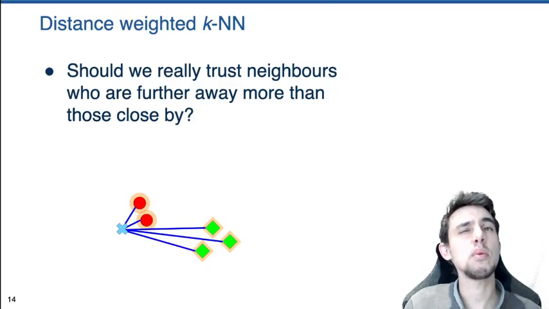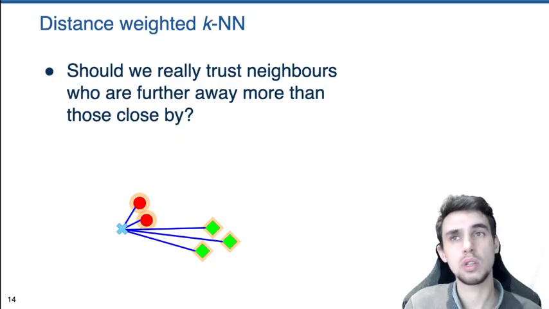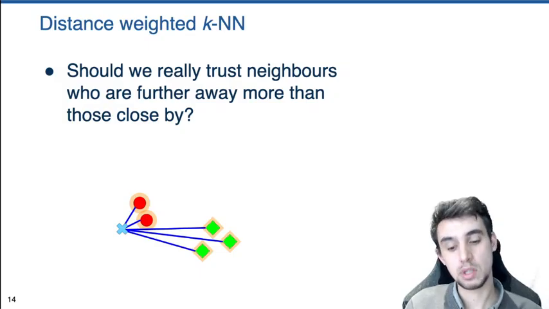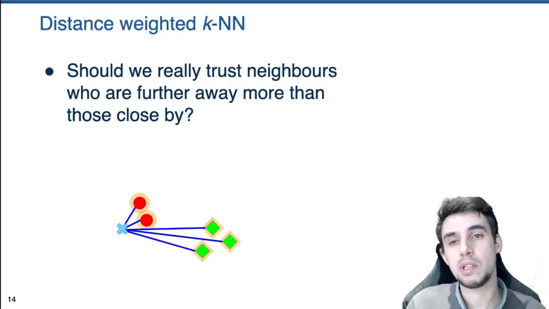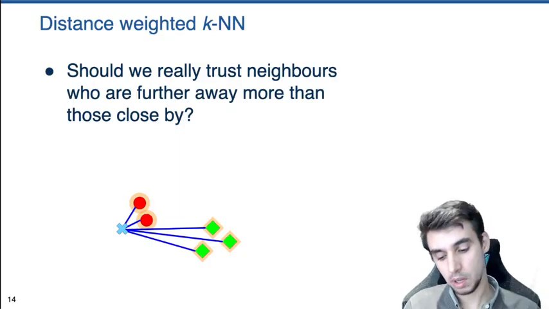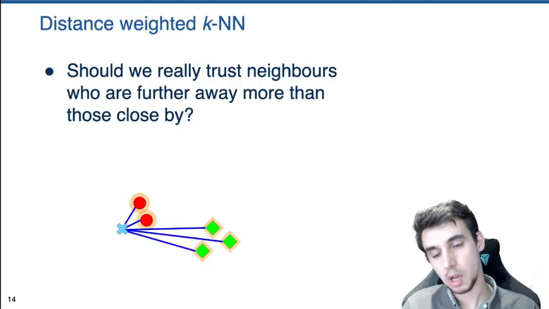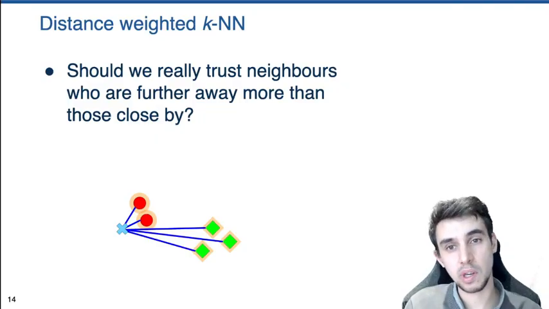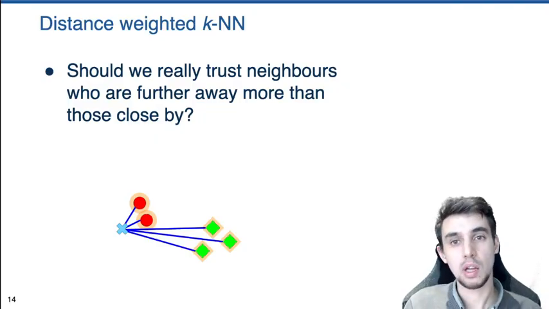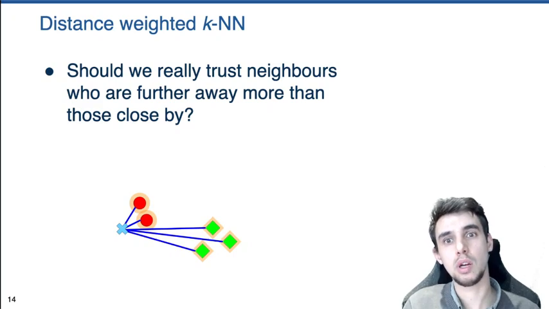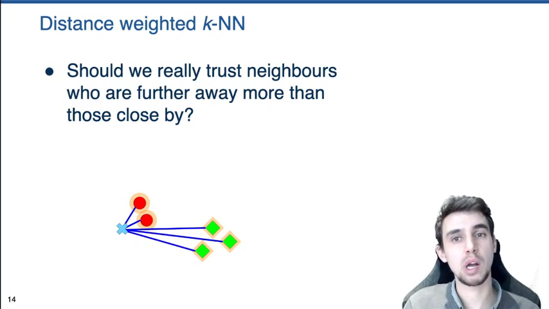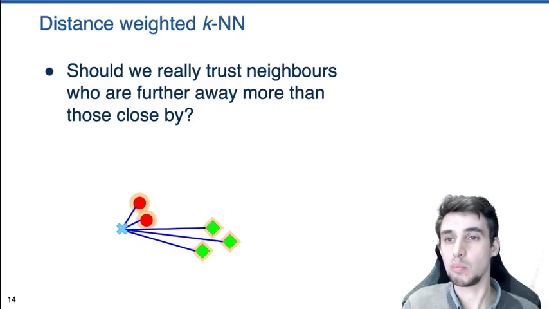And the idea is, do we really want to trust neighbor solutions or neighbor samples that are significantly further away from other solutions? Typically, in this example, you can see we have the 5 nearest samples: 2 red dots and 3 green squares. So the usual outcome of the 5-nearest neighbor algorithm will be that the blue cross belongs to the green square class.